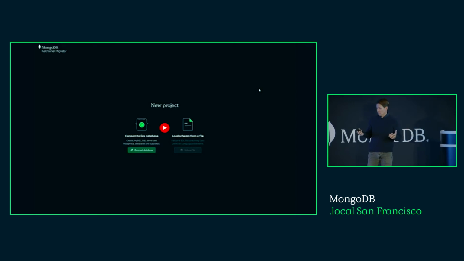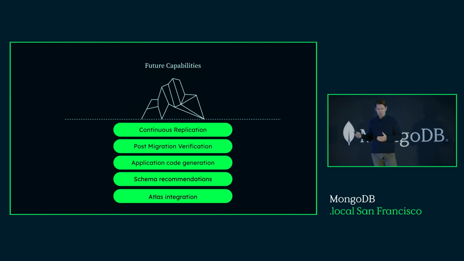That's it. That's Relational Migrator. So, things that are coming up. Roadmap, continuous replication. You've already seen that in the code. It's already there, so it's a feature that's coming, and it is pretty much ready to go. The other things I just want to call out are post-migration verification, authentication, application code generation, and schema recommendations. So, to help you follow the best practices as you're moving your data over.